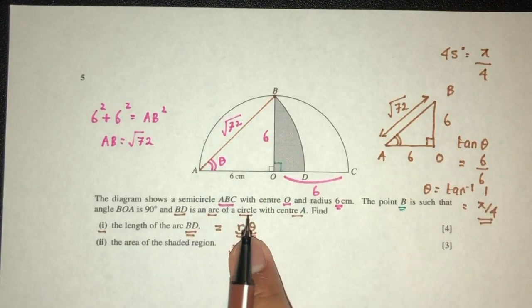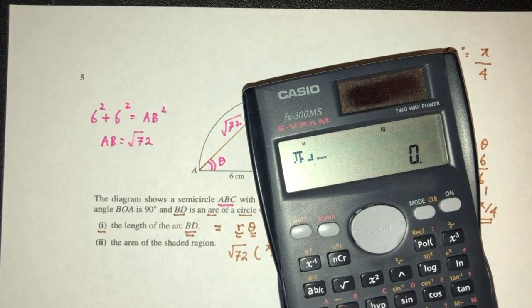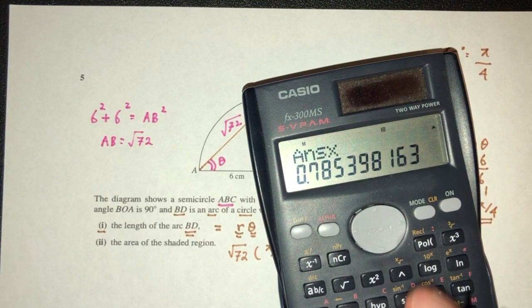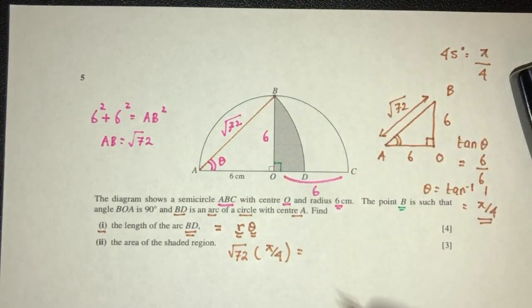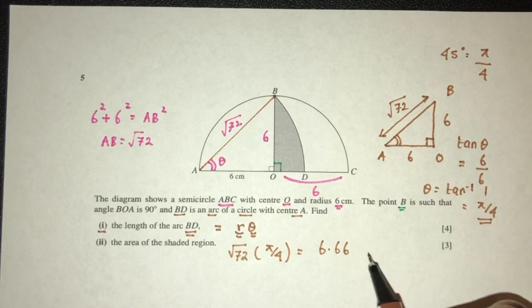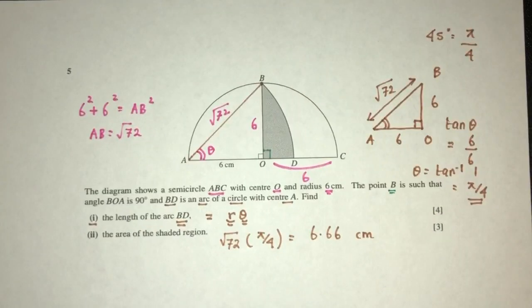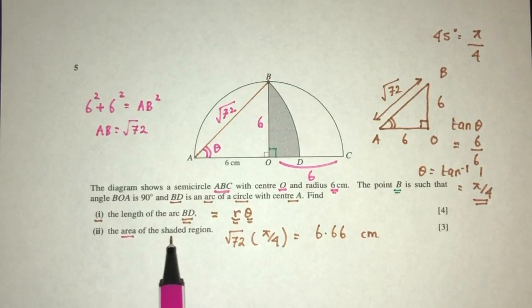So here, for us to use this formula, we have to find the values in radians. So the angle here is pi by 4. So let's evaluate this. Pi divided by 4 times root of 72. That should be 6.66 for the length of arc BD. That is in centimeters.